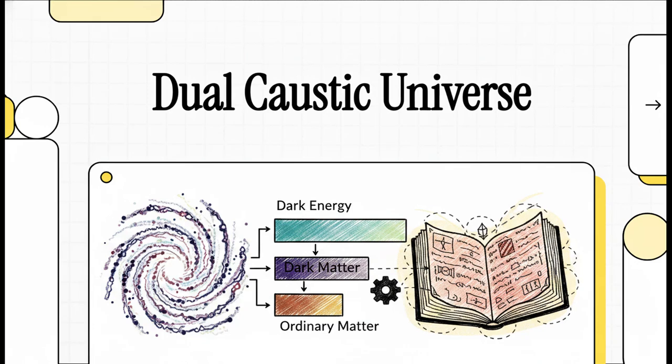So today, we're diving straight into one of the absolute biggest mysteries in modern physical cosmology. We are talking about the universe's missing mass. But we're going to be exploring a really fascinating theoretical framework that maps this mystery out in a completely unexpected way. It's called the dual caustic universe, or the DCU model.